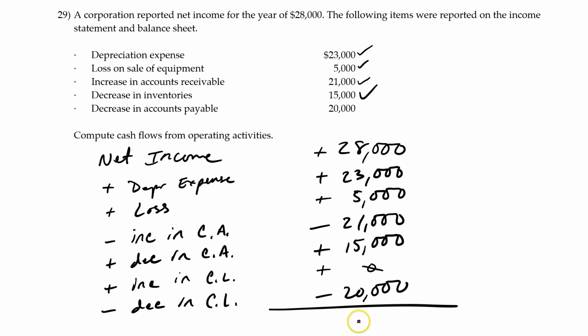Okay, and then I total all those up, and I get my net cash flow from operating activities. And that gives me positive 30,000. So I have positive 30,000 cash inflows from operating activities.